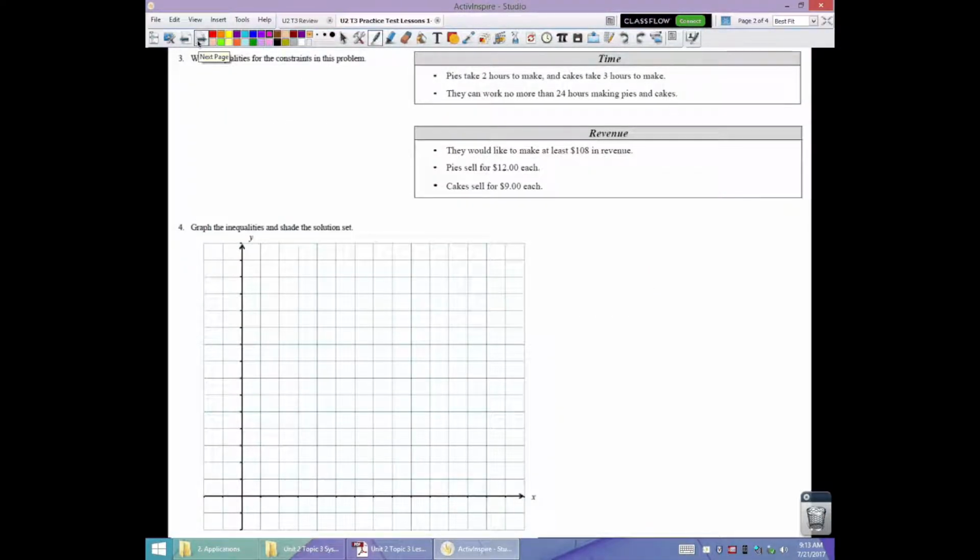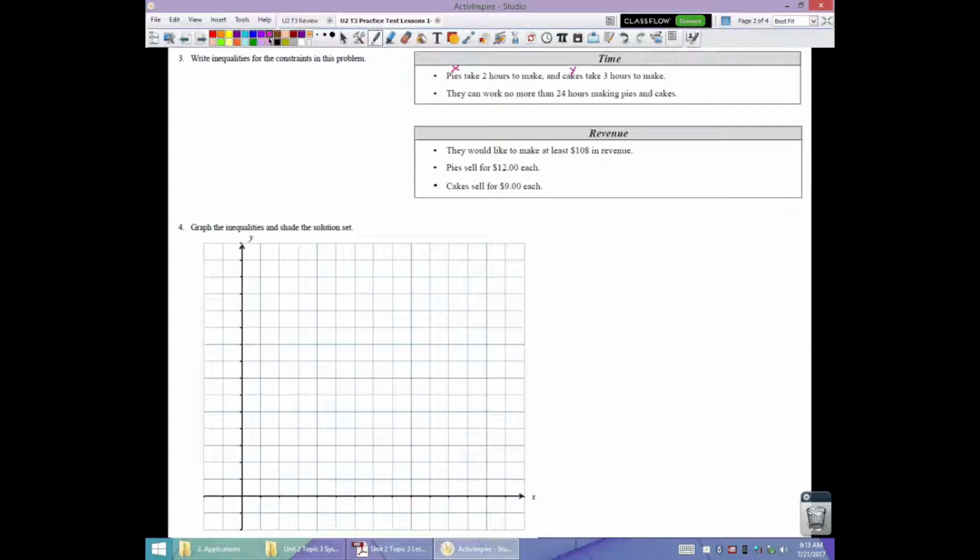All right, number 3, now it gets real. Now we're going to write our inequalities. And remember, we've already said that pies were X and cakes were Y. We'll need to remember that and be consistent. So we write one inequality for each constraint.